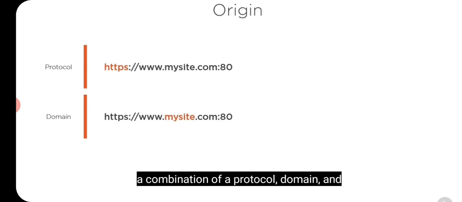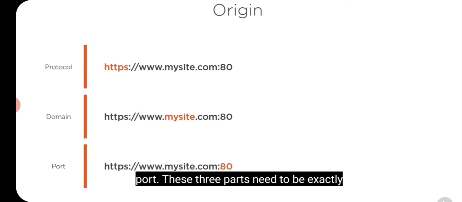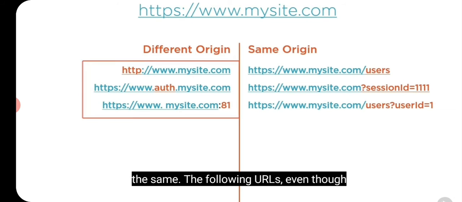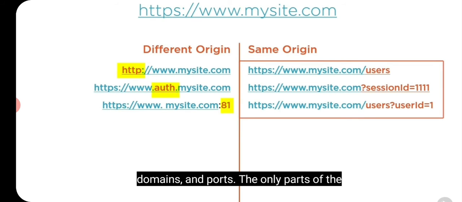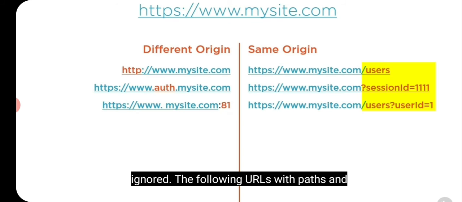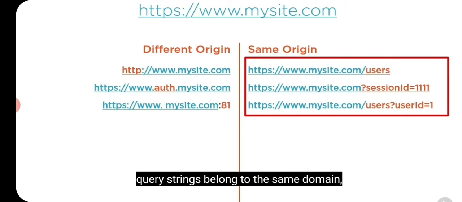An origin is defined as a combination of a protocol, domain, and port. These three parts need to be exactly identical for an origin to be considered the same. The following URLs, even though they might look similar, are considered different by the Same Origin Policy because we have different protocols, domains, and ports. The only parts of the URLs that are not taken into consideration are paths and query parameters, which are ignored. The following URLs with paths and query strings belong to the same domain, and the browser will allow us access to them.